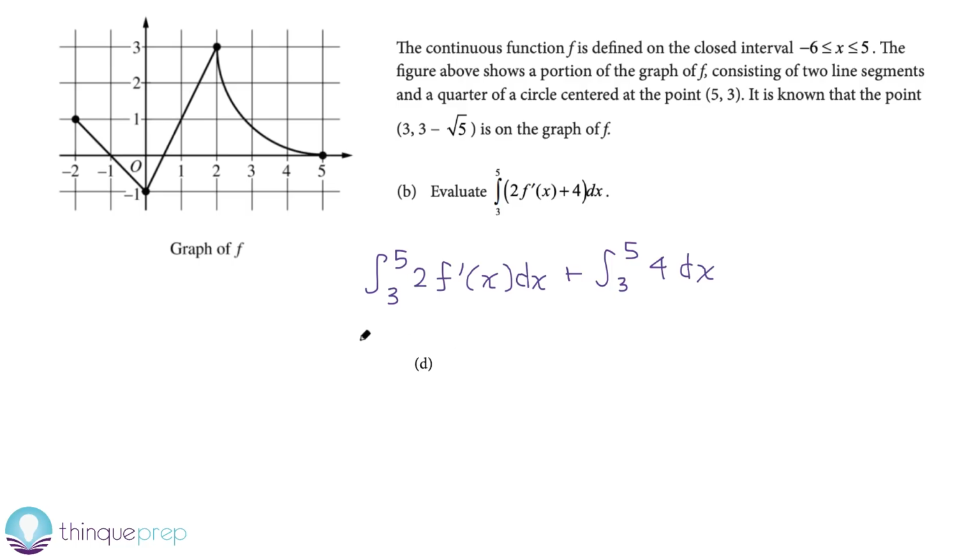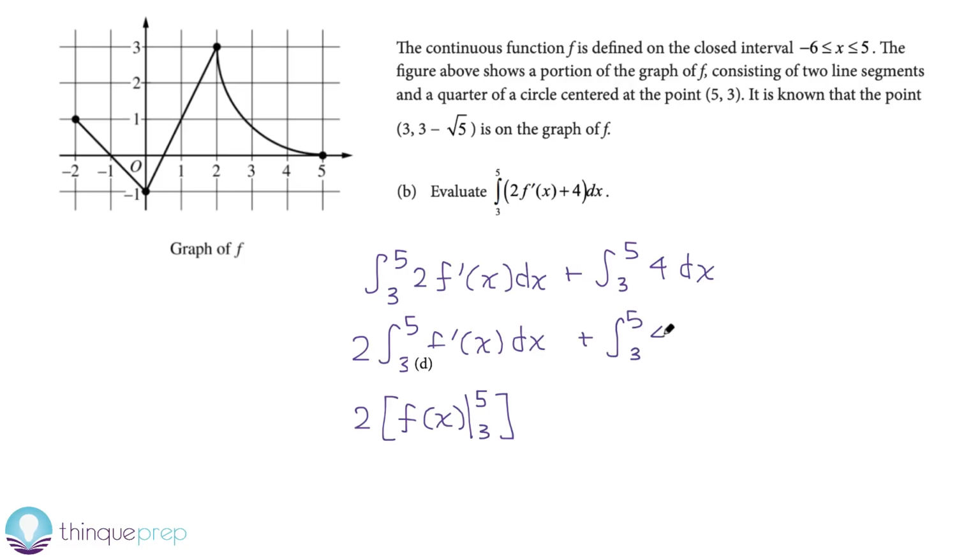Whenever you have a constant, you can also pull out a constant in front of your integrand. So we want to evaluate the integral of f prime of x dx. Well, what's the integral of f prime of x dx? The integral of f prime of x is just f of x, right? So it's 2 times f of x evaluated from the lower bound of 3 to the upper bound of 5. And for this one, I'll just repeat this over here to make sure I'm consistent with my work. The integral of 4, though, is just 4x, right? So then we just need to evaluate 4x for the lower bound of 3 and the upper bound of 5.